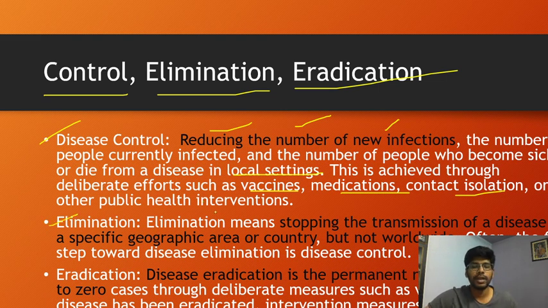So what is elimination, right? Elimination means stopping the transmission of a disease in a specific geographical area or country, but not worldwide. China may now eliminate the corona, but in other areas, in different countries, you may still see people being infected by corona or having the COVID disease, right? And eradication is the permanent reduction of the disease to zero. That means there are no new people coming with that particular disease. So that is control, elimination and eradication, right?